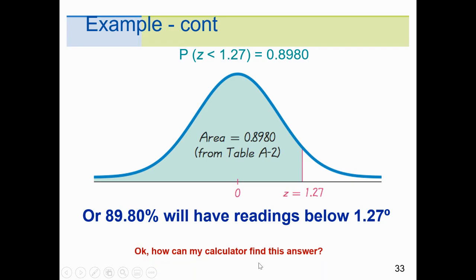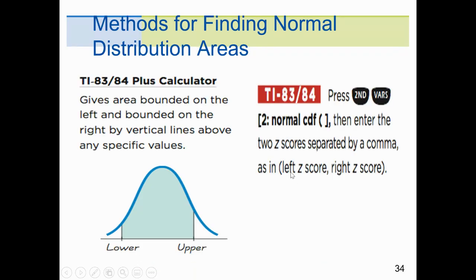How can my calculator find this answer? Well, we're going to go back to that vars menu. We're going to go to second vars, and we're going to come down to number 2, normal cdf, normal cumulative. Now, he talks here about separating the scores. That's for an 83. For an 84, it will prompt you for all the values. It's going to ask you for a lower bound and an upper bound. The lower bound is the low one to the left. The upper bound is the value you're looking for to the right.